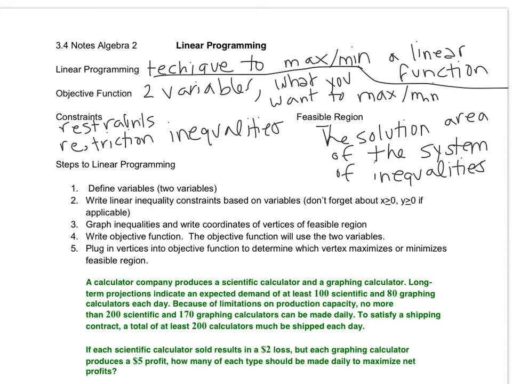Constraints are inequalities. I've also seen them called restraints or restriction inequalities. So it's some type of limitation that you have. So for example, you need to use at least 18 yards of fabric, or you need to use more than 20 hamburgers and hot dogs. So you have to look for keywords like at least, more than, no more than. And then the feasible region is the solution area of the system of inequalities. So the constraints are going to be all of your inequalities, and the feasible region is going to be where they come together.